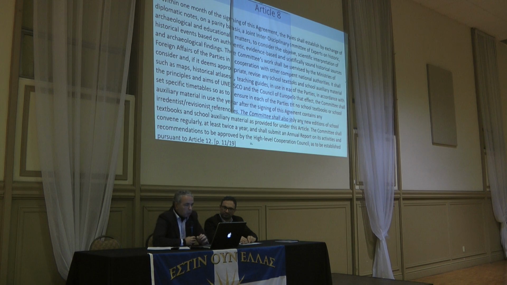To consider the objective scientific interpretation. So there are a lot of scientists here, you know the problem. What is the scientific interpretation? A scientific fact is a fact. An interpretation is a theory. But a theory in which field? In history? So the scientific interpretation of historical events.